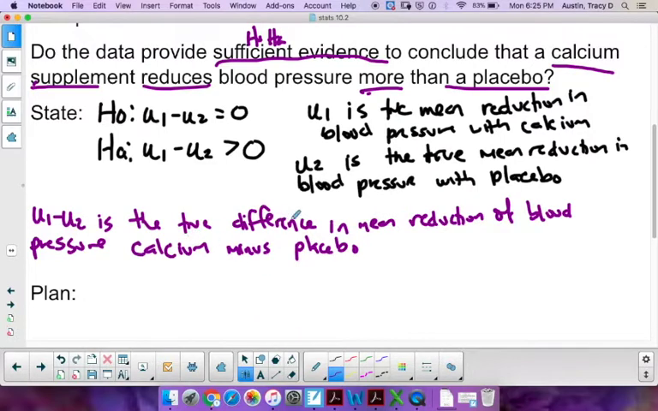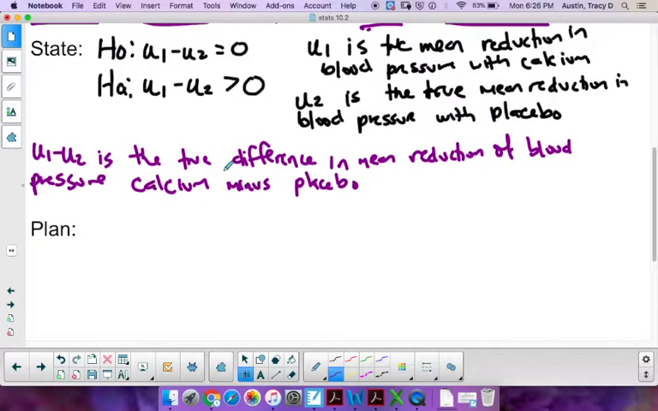You have to put true difference in mean. You need to quote what it is you're checking, or what you're testing for, and then you have to state which way you're subtracting. If I define them separately, it's obvious they're being subtracted, and which way they're being subtracted, because I've already defined mu1 as the calcium and mu2 as the placebo. So just be really careful. You don't want to lose points just because you didn't define your variables correctly. Okay, plan. Random, independent, normal. Good news. We were already given an SRS, so we're fine.